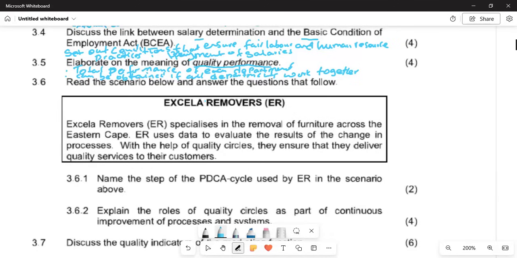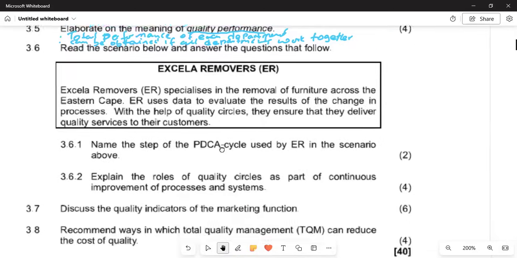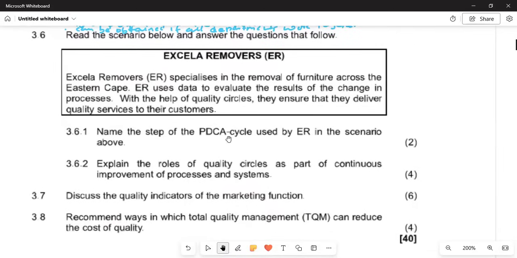That is that. Now we are moving on to 3.6, where we are to read the scenario.